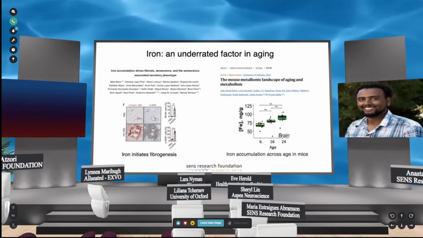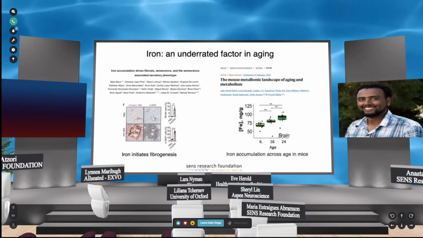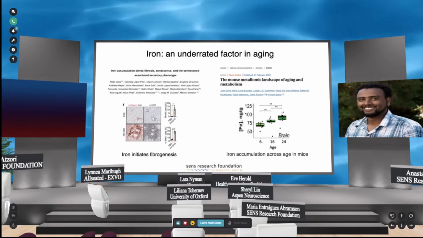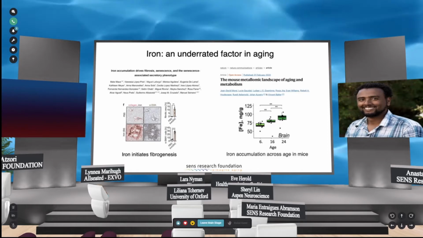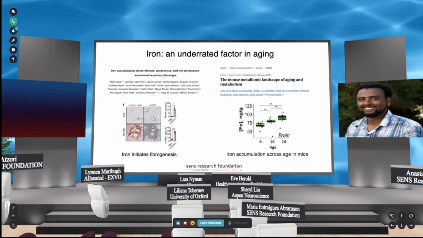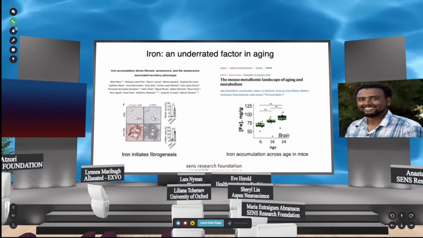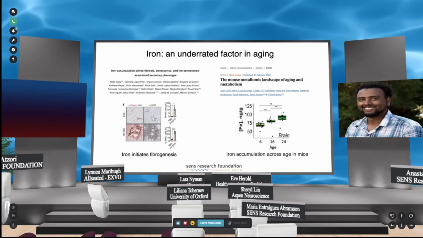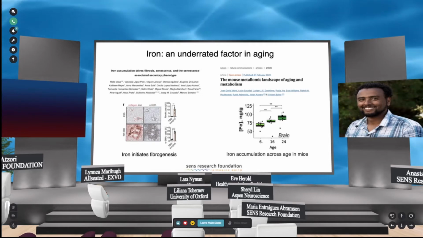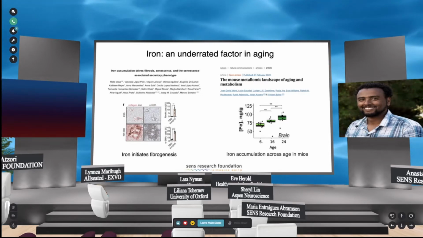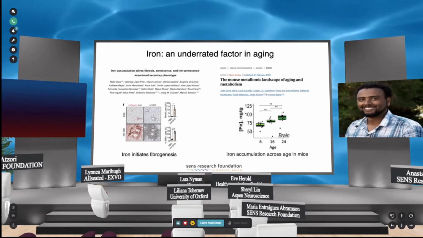For example, in this study, they measured the iron level accumulation across age in mice at 6 weeks, 16 and 24 weeks. And what they found is there is a gradual accumulation of iron. I'm just showing here the brain, but they also measured other tissues. And there is a generally gradual increase in the iron accumulation in different tissues, at least in mice.